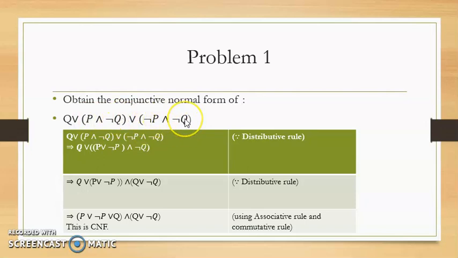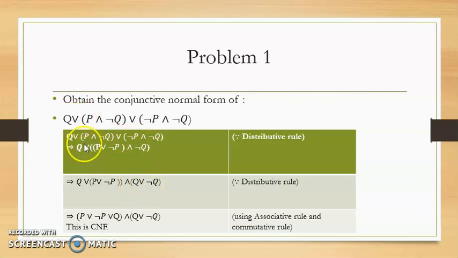Not Q is common in these two terms. So with the help of the distributive law, I can take not Q outside. So Q or P or not P, P or not P, close the bracket, and not Q. So I have used the distributive law.